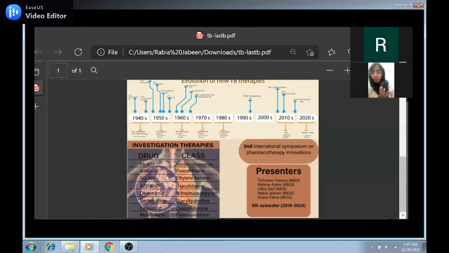It is a second line treatment, and its usage was limited because of its side effect profile that includes optic and peripheral neuropathy and anemia, etc. And it is under investigation to lower its side effect profile. This was all about my presentation. Hope you like it.